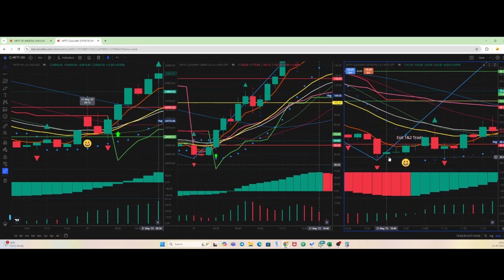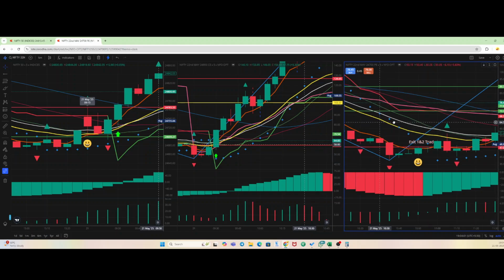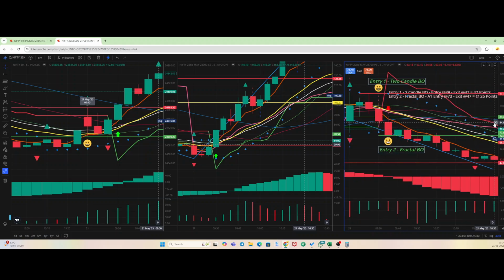But if you see, continuously one by one a green candle is forming. That is why, whenever it is making the third green candle, we should not keep it as it is. That third green candle we exited around 47. So here if you see, it's a very good trade. First entry, a two candle breakout, we entered around 89 and exited at 47. That is 42 points we booked.